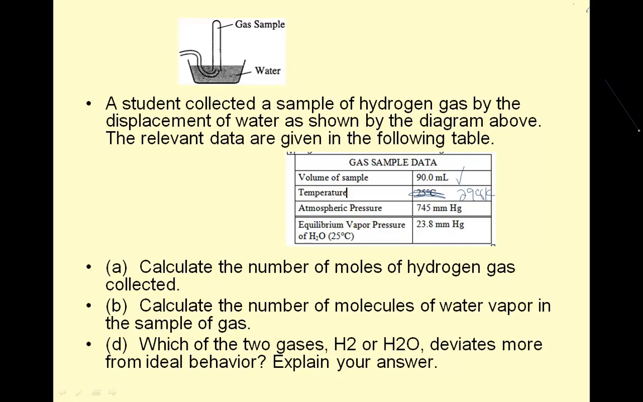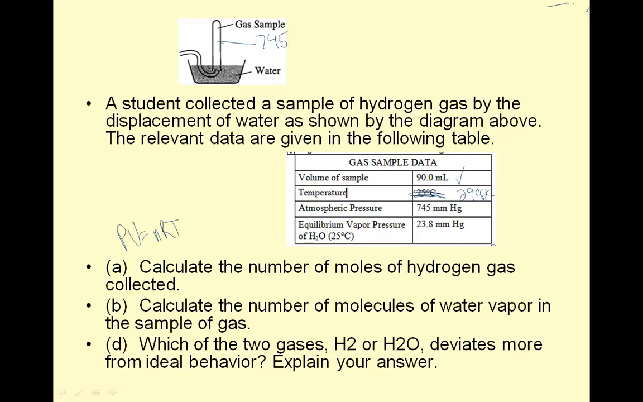So what that means is this pressure inside is 745, except I wrote 755. It's 745. Okay. Calculate the number of moles of hydrogen gas collected. So if I want to find the moles of hydrogen, I want to do PV equals nRT, but I need to have the right pressure.